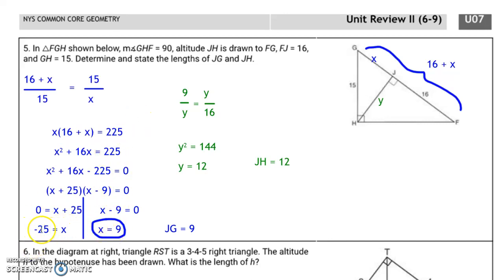Again, we never take negative numbers as measurements. We're always going to use the positive value. This is rejected. We call that rejected, if you remember from algebra. Anyway, we get x is equal to 9, so we have to state JG is equal to 9.